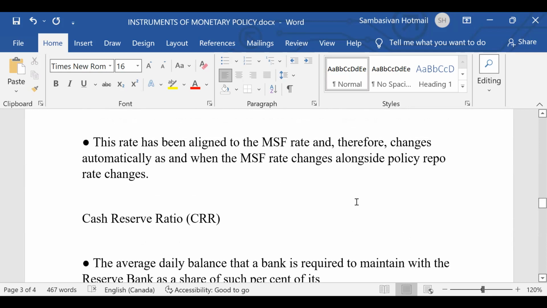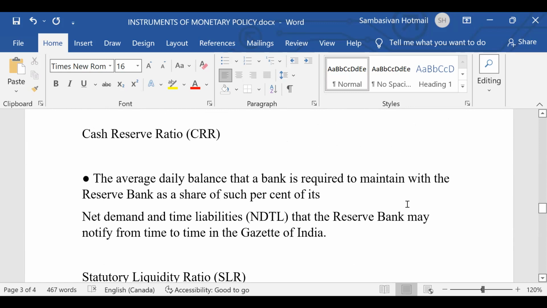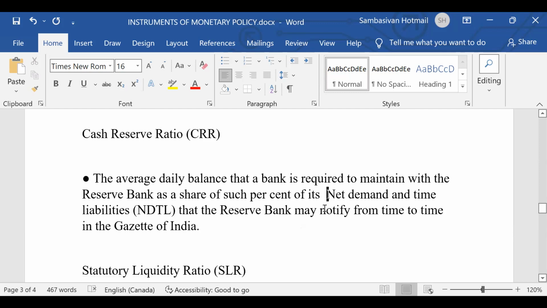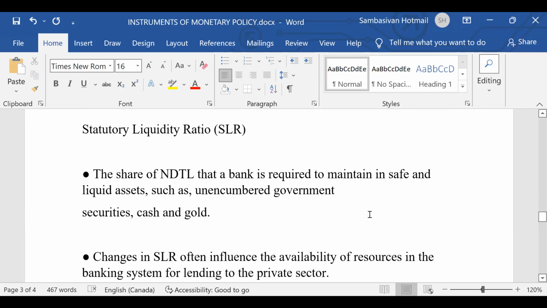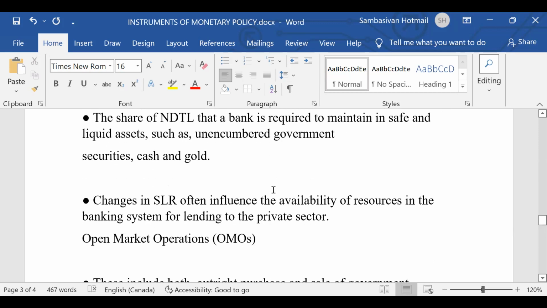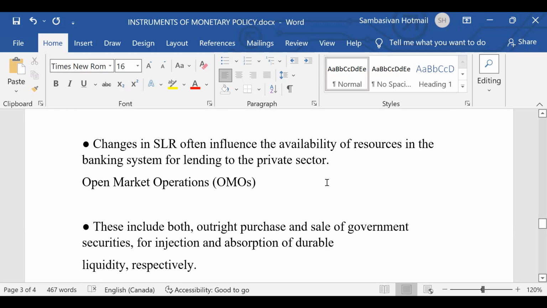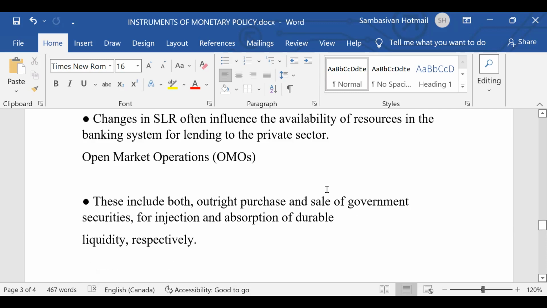Cash reserve ratio: the average daily balance that a bank is required to maintain with the Reserve Bank as a share of such percentage of its net demand and time liabilities that the Reserve Bank may notify from time to time in the Gazette of India. Statutory liquidity ratio: the share of net demand and time liabilities that a bank is required to maintain in safe and liquid assets such as unencumbered government securities, cash and gold. Changes in SLR often influence the availability of resources in the banking system for lending to the private sector.